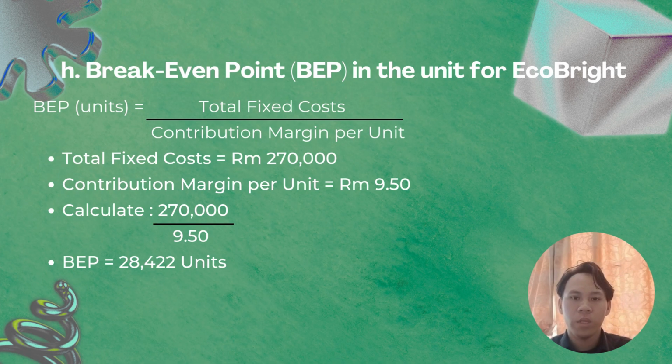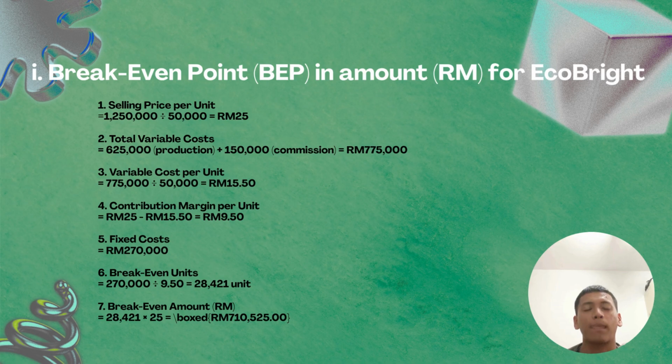When we add all of these fixed costs together, the total is 270,000 ringgit. Now we divide 270,000 ringgit by 9 ringgit 50 cent. The result is 28,421.05 units. Since we cannot sell a part of a unit, we round it up to the nearest whole number. So the break-even point is 28,422 units.